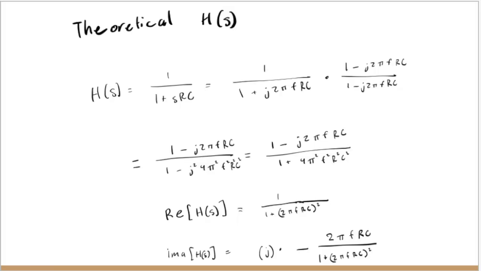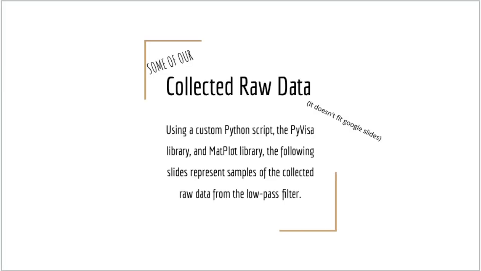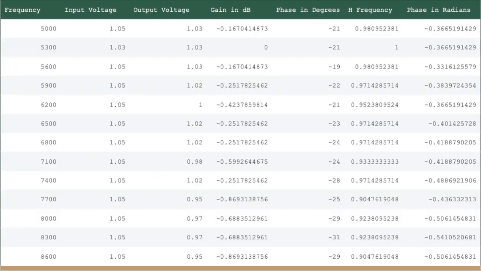H(z) can be rewritten in the form of a plus bi, which has a magnitude. That magnitude affects the output since Y(z) equals H(z) times X(z). The cutoff frequency is found to be 15.9 kHz for this filter, but the cutoff frequency's value is not the focus of the experiment. Using Python, PyVISA, and Matplotlib, we sweep frequencies up to 40 kHz.